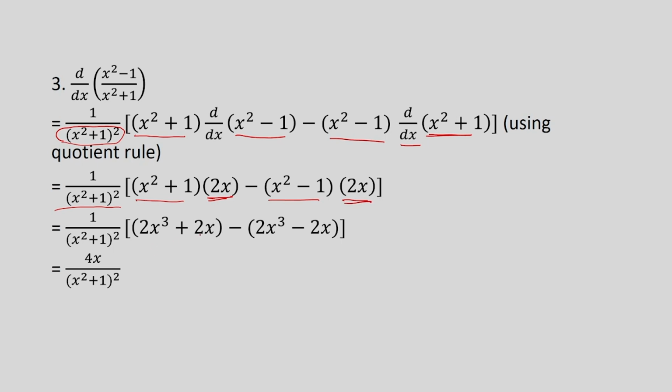In the next step we simplify it further. So, we are multiplying 2x with x square plus 1. So, 2x cube plus 2x, and minus x square minus 1 is multiplied with 2x, that will give me 2x cube minus 2x. And if I simplify the numerator, I am going to get 4x, because this and this will get cancelled. So, the answer is 4x divided by x square plus 1 whole square. This is the answer.